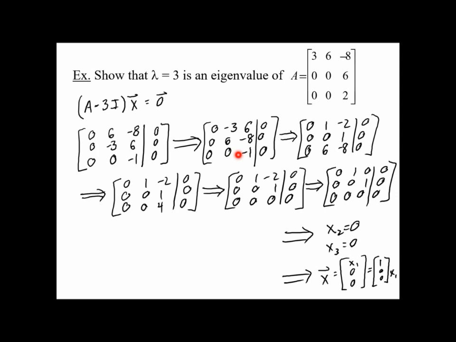Consider this. The first column does not have a pivot. So the first vector is my free variable, or the first x1 is my free variable. Anyway, again, all I had to do was show that there was a non-trivial solution, and certainly we found that there was one here.